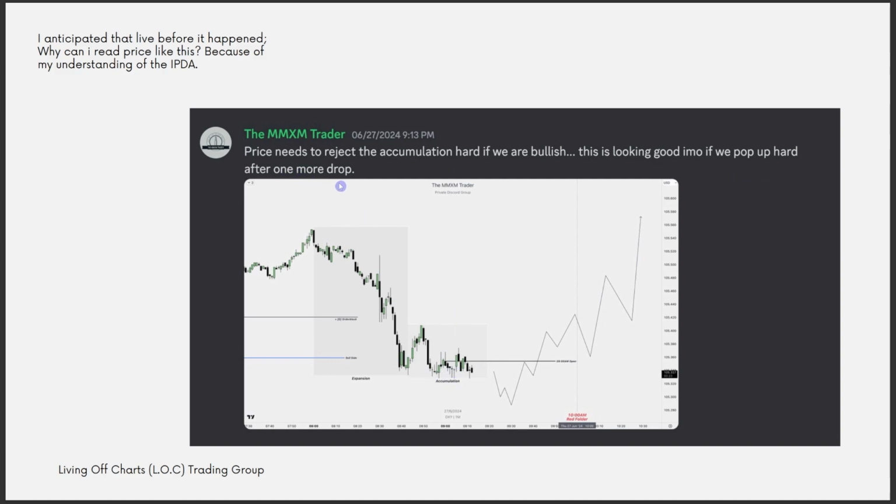Why do we want to see one more drop? Right? Because we had that accumulation phase over here. So it was expanding lower and then it started to accumulate. So what is likely to happen? We're going to dip down lower first, right? Expanding into a reversal at that key time. This is why we wanted to see higher prices at that key time as well.